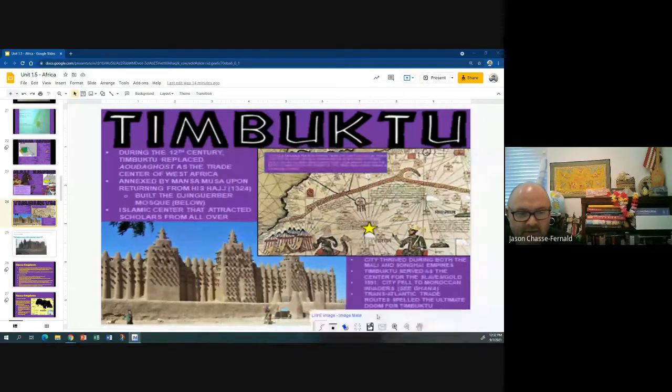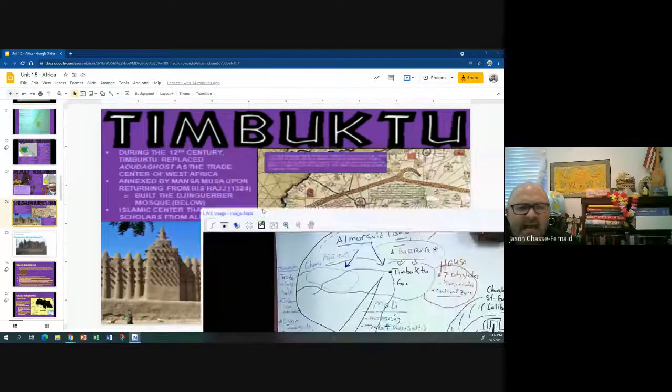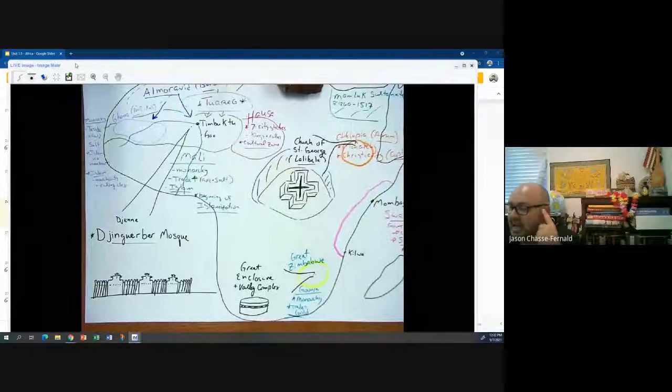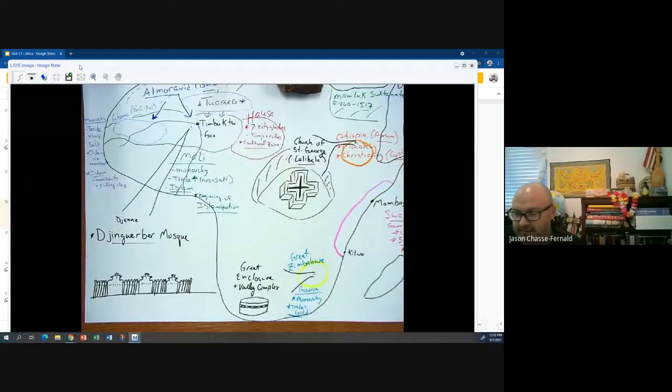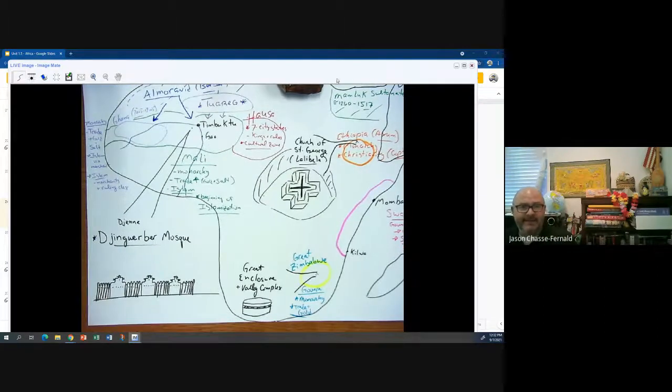So make sure you recognize this, and you'll also see the same architectural style for tombs as well, in later empires like the Songhai Empire. You look at some of those Songhai Emperor tombs, and you'll see it's almost a carbon copy of this architectural style. All right, so that's the basics from today.